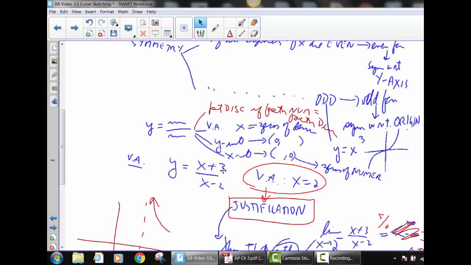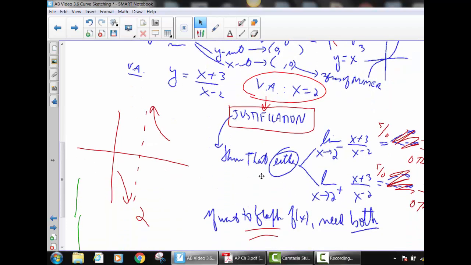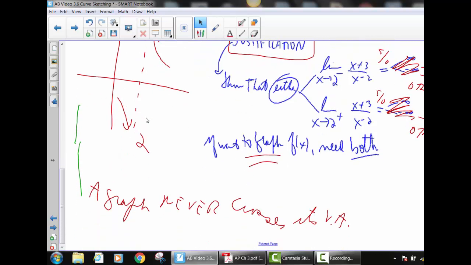Here's an example. Vertical asymptote is x equals 2. If you're asked for a justification, which they will do on the AP, you have to either show that the limit as x approaches 2 from the left or from the right does indeed equal infinity or negative infinity. If you want to graph the function, obviously you're going to want to find both, so you have an idea what happens. So on the left it goes down to negative infinity, but on the right it goes up to positive infinity. Something you should know, a graph never crosses its own vertical asymptote. That's never going to happen.